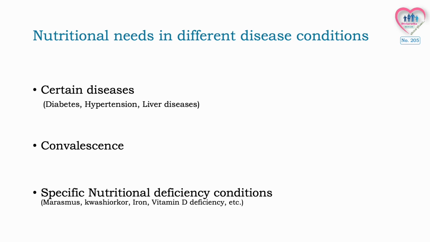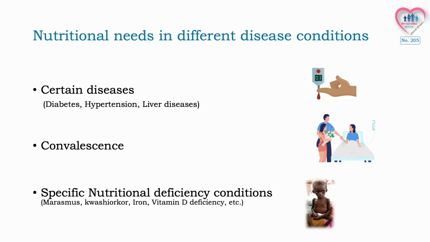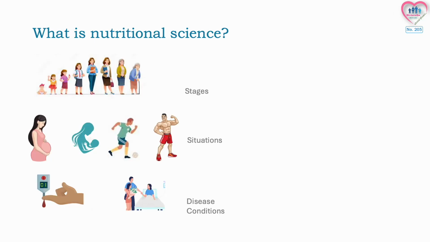Similarly, different diseases and conditions need varied nutritional requirements and even some restrictions. Diabetics should not take too much carbohydrates, patients with hypertension should limit their salt and fats, and those having certain liver diseases should restrict the intake of protein. During the convalescence phase following illness or surgery, patients require additional protein and vitamin C to support tissue growth. Some specific nutrients are needed to treat certain nutritional deficiency conditions such as kwashiorkor, marasmus, and anemia. Hence, diverse situations and conditions require special nutritional interventions to successfully manage them.